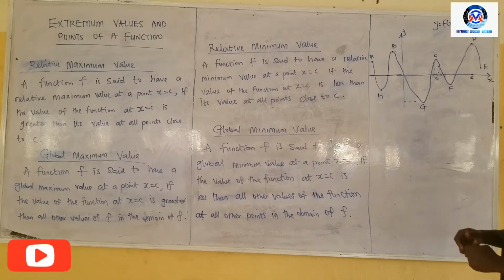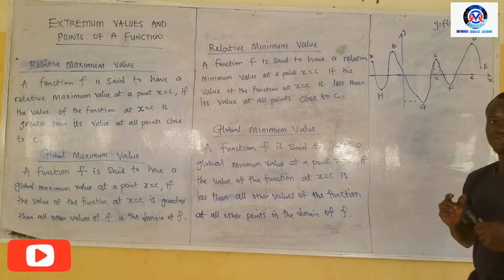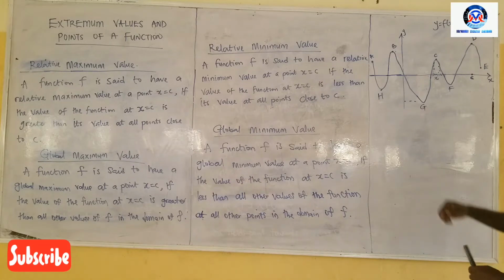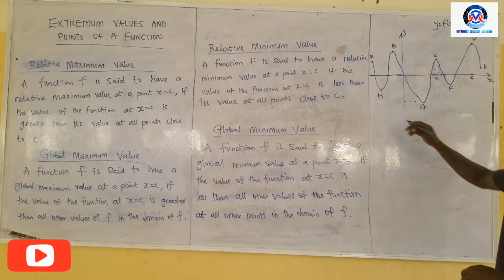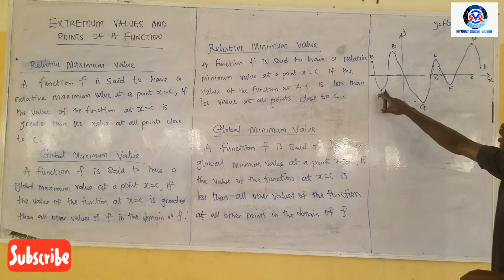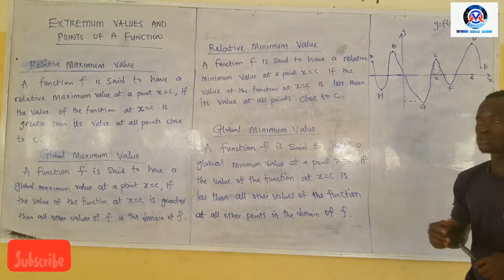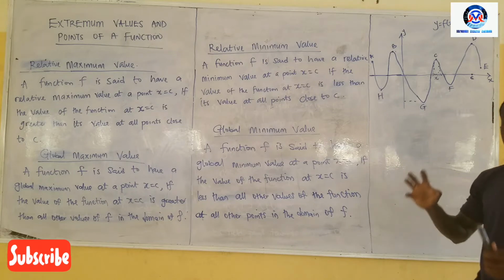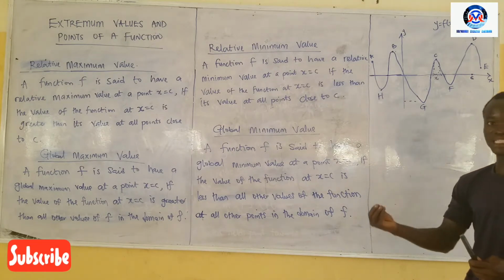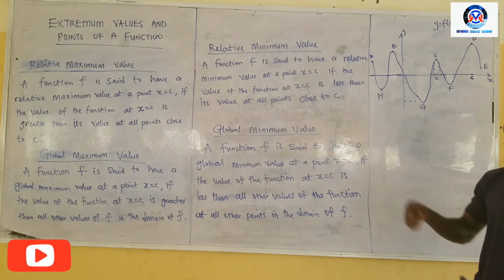So also the points H, F, and E are called the relative minimum points. Why? Because when we think of H, F, and E, they differ in value. Now the global minimum value of the function is G, because G has the lowest value in the entire domain. It has the lowest value in the entire domain.